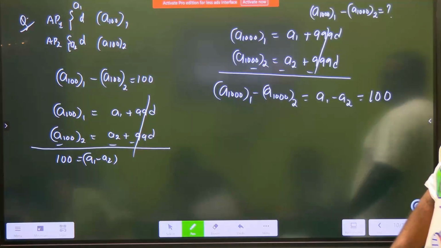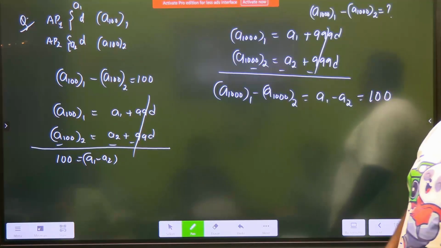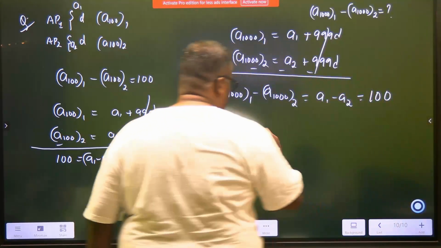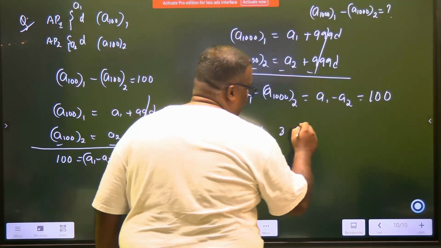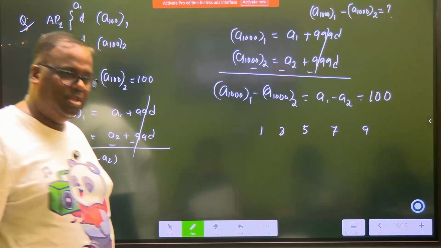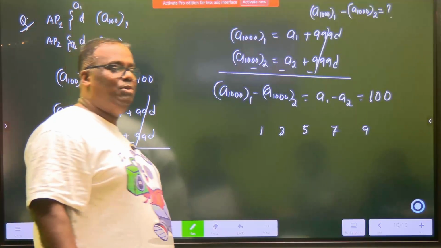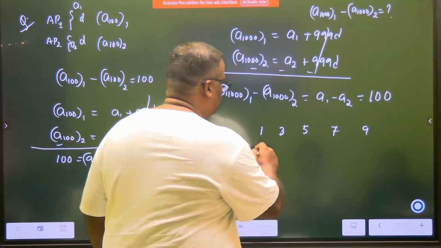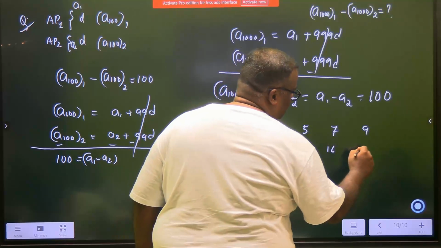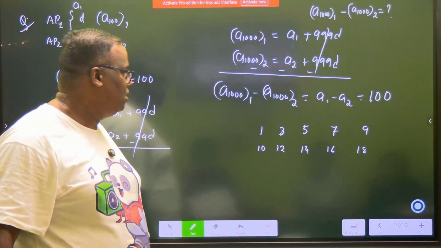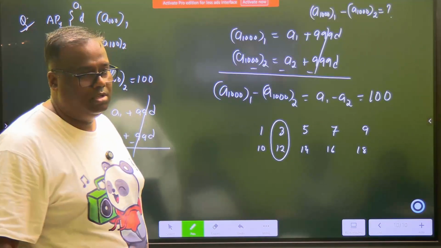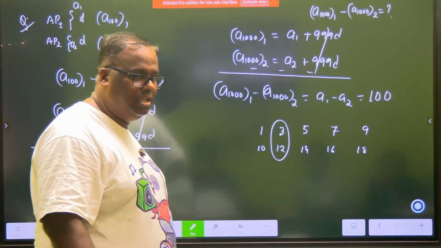Now let's do one practice. Take two APs whose common difference is 2. So one AP is 1, 3, 5, 7, 9. This is one AP. Agreed? Take another AP whose common difference is 2: 10, 12, 14, 16, 18. Got it? Find the difference between these two terms. 12 minus 3 is 9.